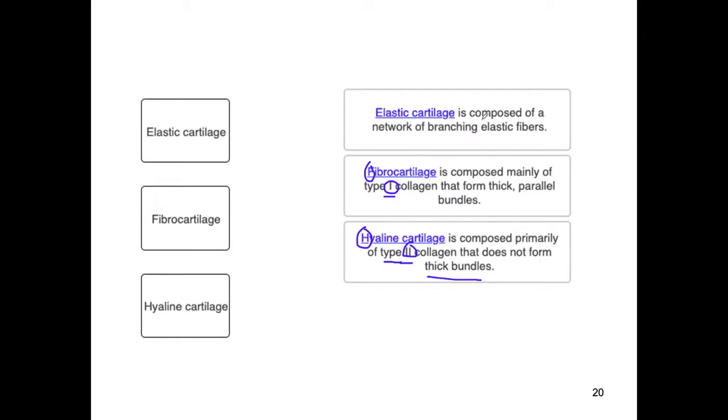Elastic, this is a network of branching of elastic fibers, right? When I was in elementary school, I learned not to use the word in the definition. So that was easy enough.